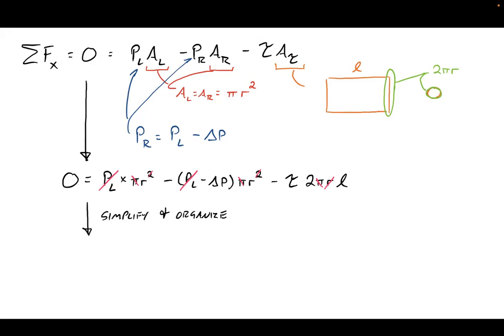So simplify that equation from above, organize it with a little bit of algebra, and we find the pressure drop per unit length, or the head loss, is equal to 2 times the shear stress divided by the radius. So the pressure drop is being offset by the shear stresses.